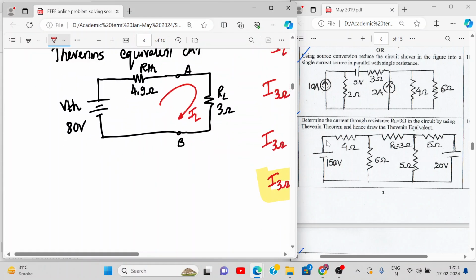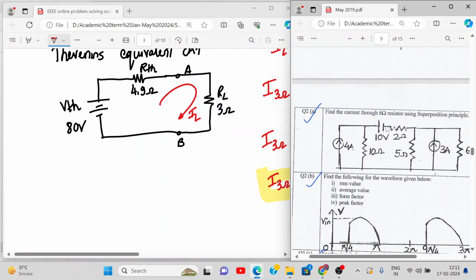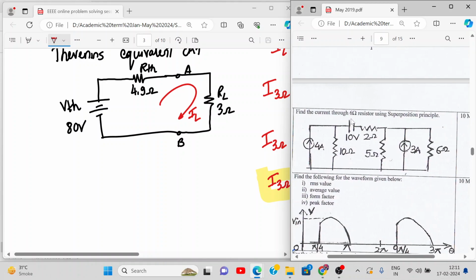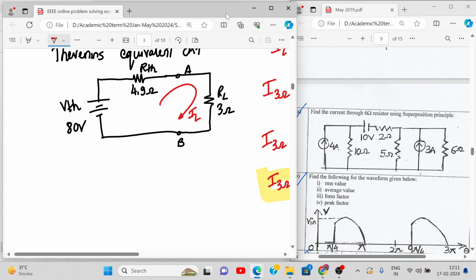Alright. So next we have question number 2a. Find the current through 6 ohm resistance using superposition principle. So the earlier numerical we started around 11:50 something, and we completed in around 15-16 minutes. That's fine enough.